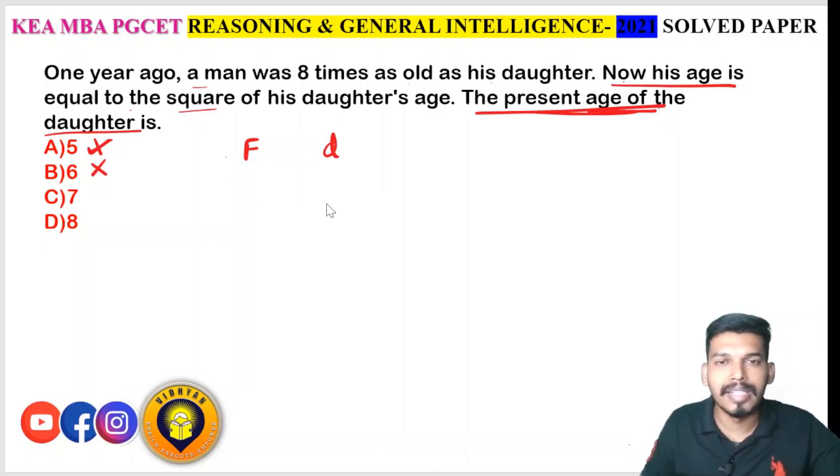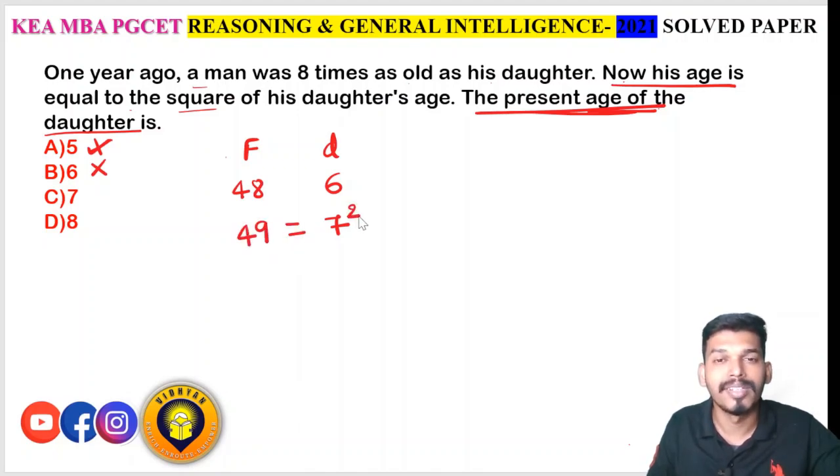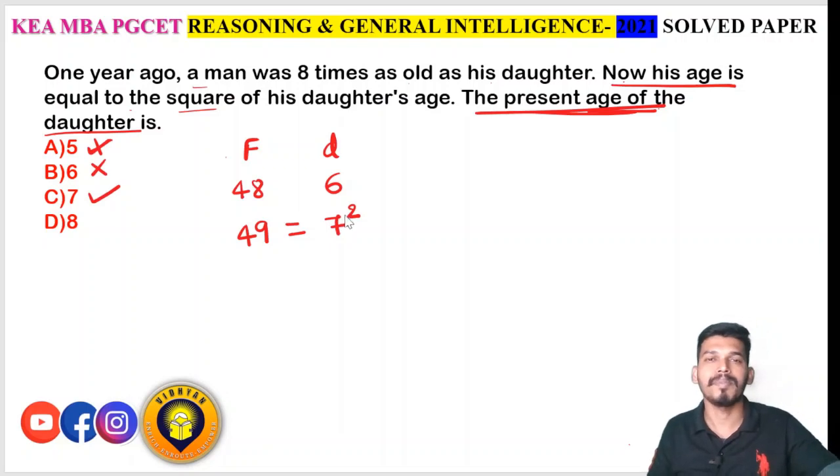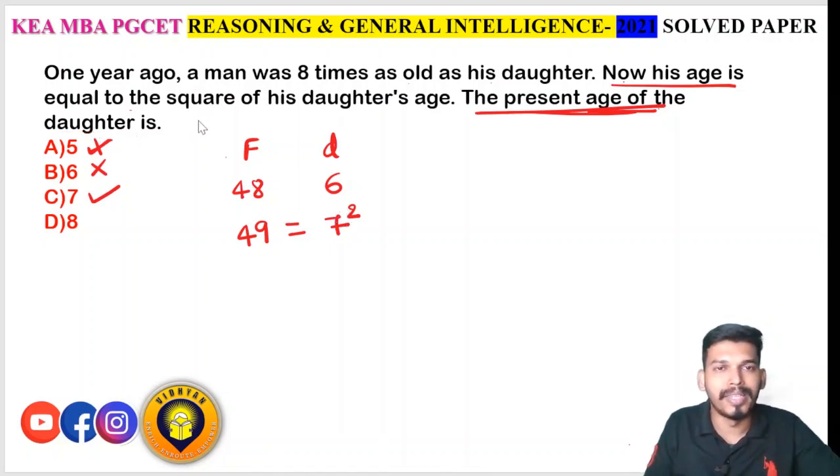Then let us take it as 7. Let the present age of the daughter be 7. 1 year ago, her age will be 6. The father's age will be 8 times 6, that is 48. Then after 1 year, the father's age will become 49. Whether this 49 is equal to 7 square? Yes, 49 is equal to 7 square. Therefore, your answer will be 7. So the answer here is 7. So this is one method, that is by going with the options.